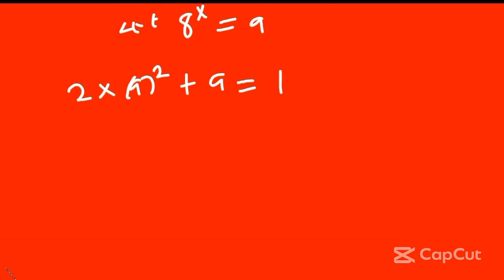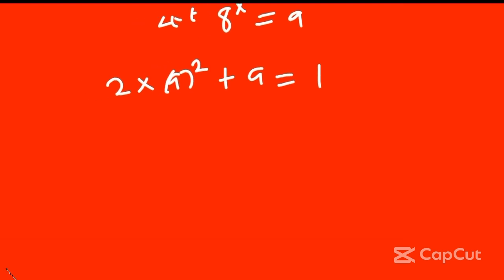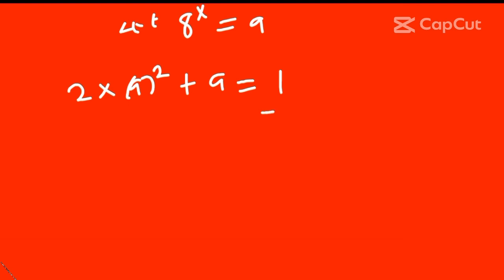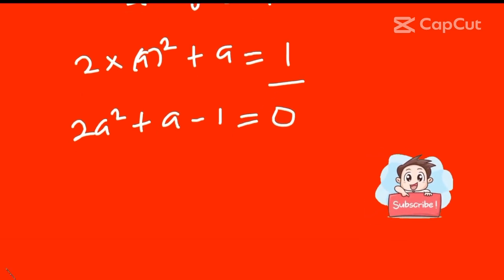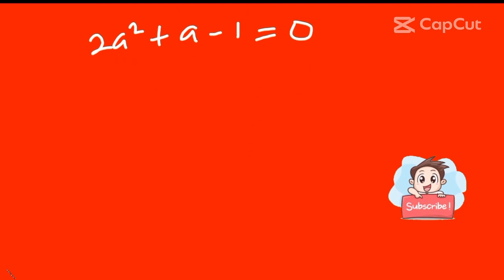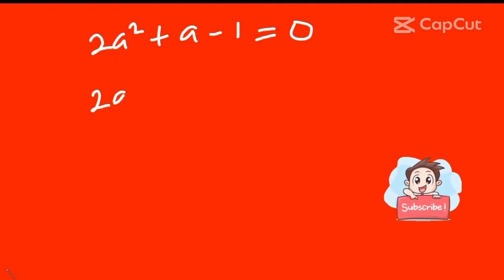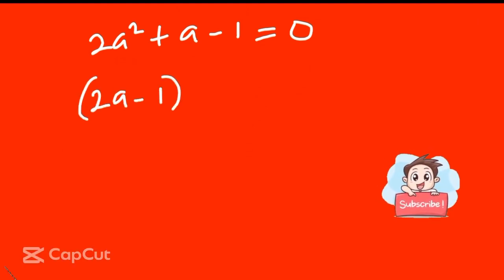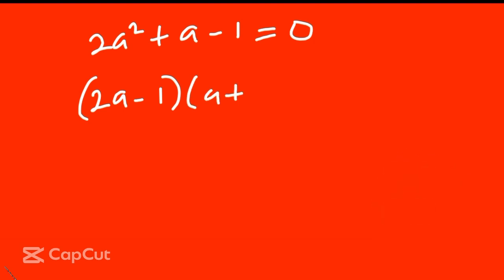So the next thing we are going to do is to equate the equation to 0. We are going to add negative 1 to both sides of the equation to get rid of this 1. So we'll be left with 2a squared plus a minus 1 is equal to 0. Now we can factorize to get the values of a. This is going to give us 2a minus 1 multiplied by a plus 1 is equal to 0.